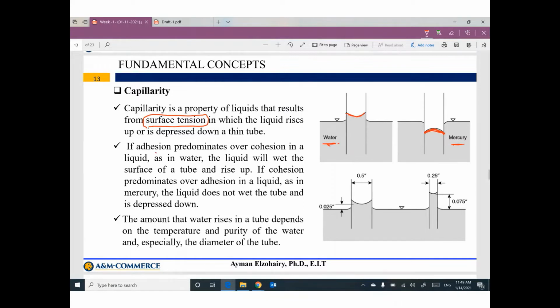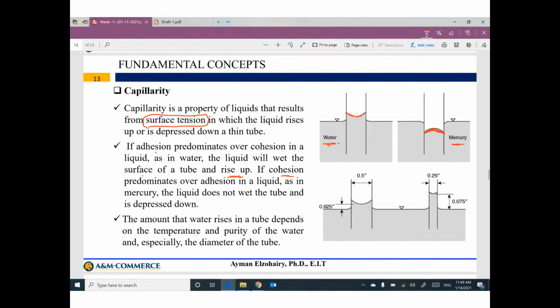If adhesion predominates over cohesion in a liquid, as in water, the liquid will wet the surface of a tube and rise up.